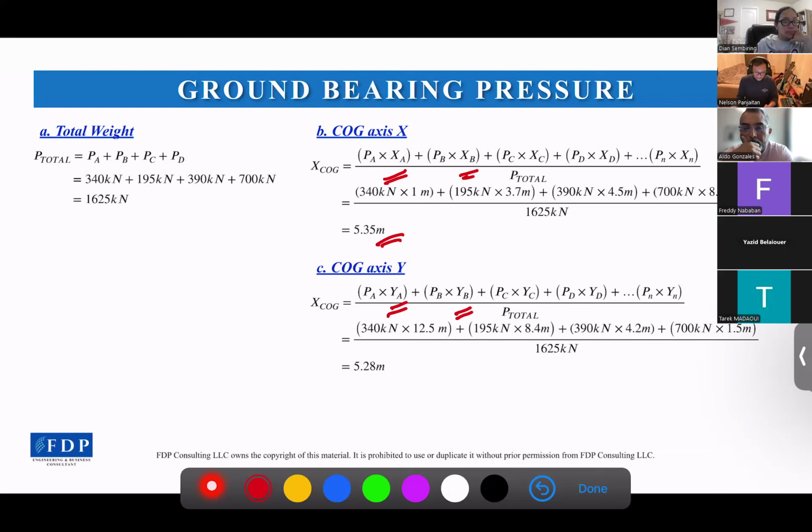So that's how to use this formula. But don't forget, you need to be consistent in using the origin point, like I said before. All your COGs should be measured from the origin point that you decided at the beginning. You are free to choose wherever you want, as long as you are consistent using that in your calculation.